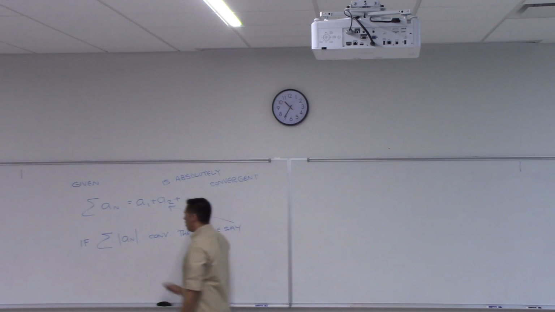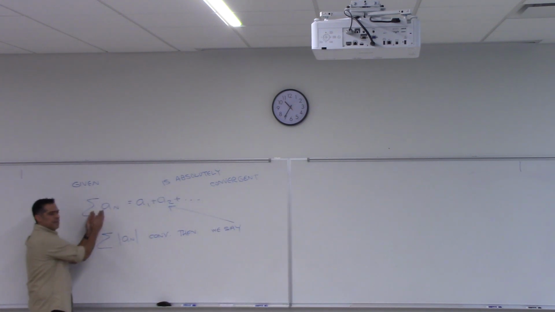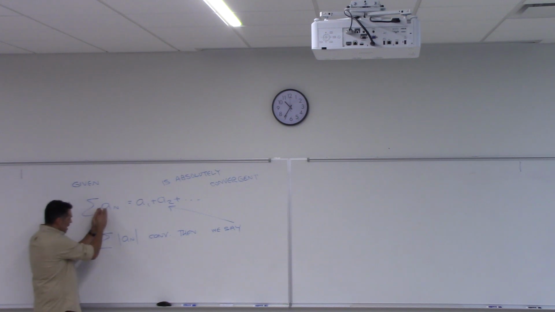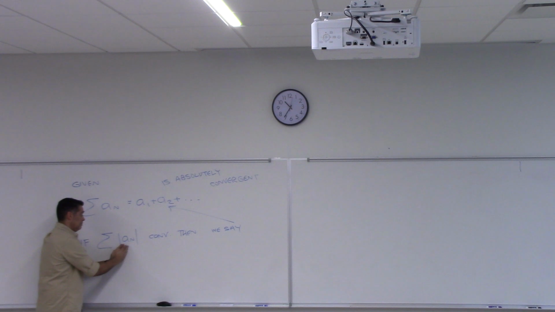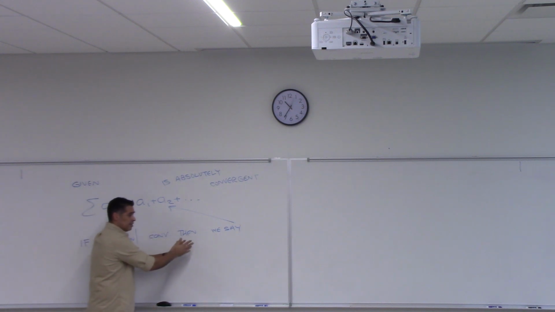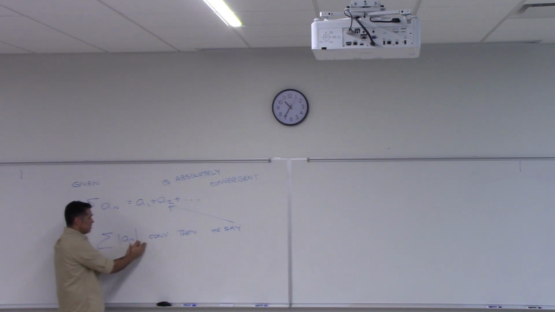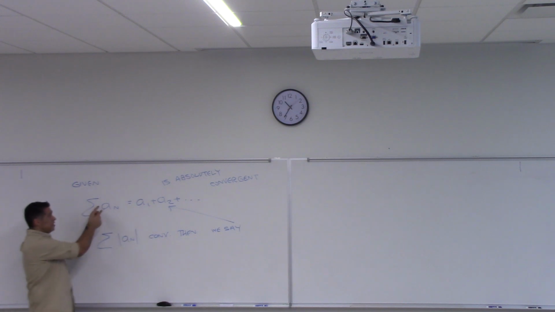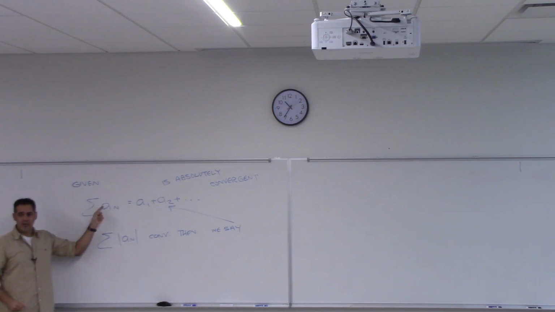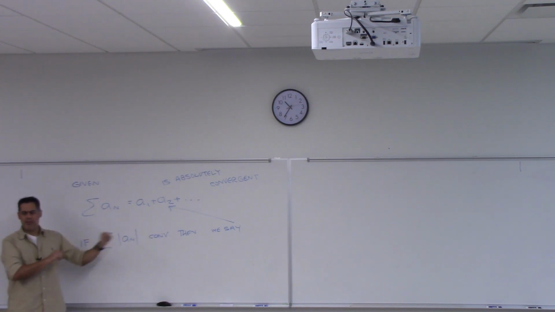So I'm going to start with a series. I don't know if this converges or not. I have no idea. Instead, I'm going to look at the sum of the absolute value. If this converges, then we call this series absolutely convergent, because its absolute values converge. So it's called absolutely convergent.